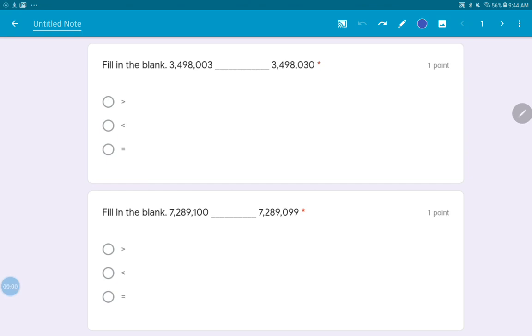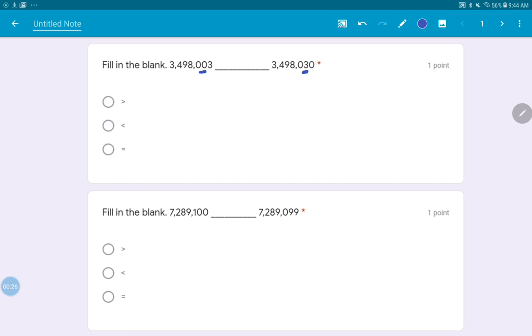On the first problem, we are filling in the blank to compare the numbers 3,498,003 and 3,498,030. Amy, how do we compare those? You go to the tens. Why would we go to the tens? Because everything else is the same.